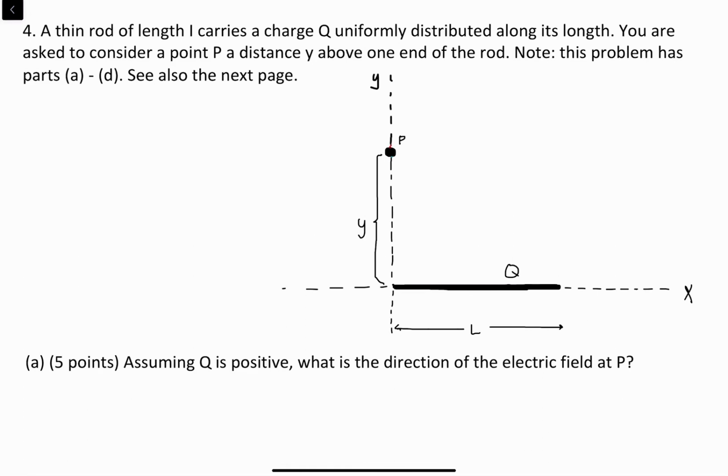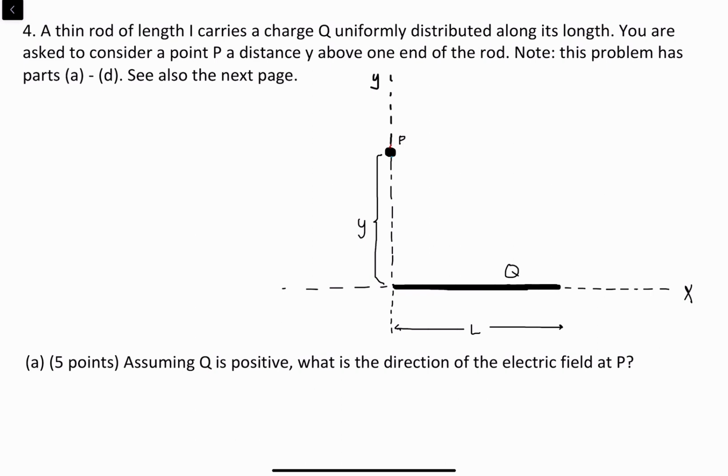This is question 4 for my midterm makeup. So we have a thin rod of length L, and it's carrying a charge Q along its length, and at point P, this first question is asking what the direction of the electric field due to this line of charge is, assuming that Q is positive.